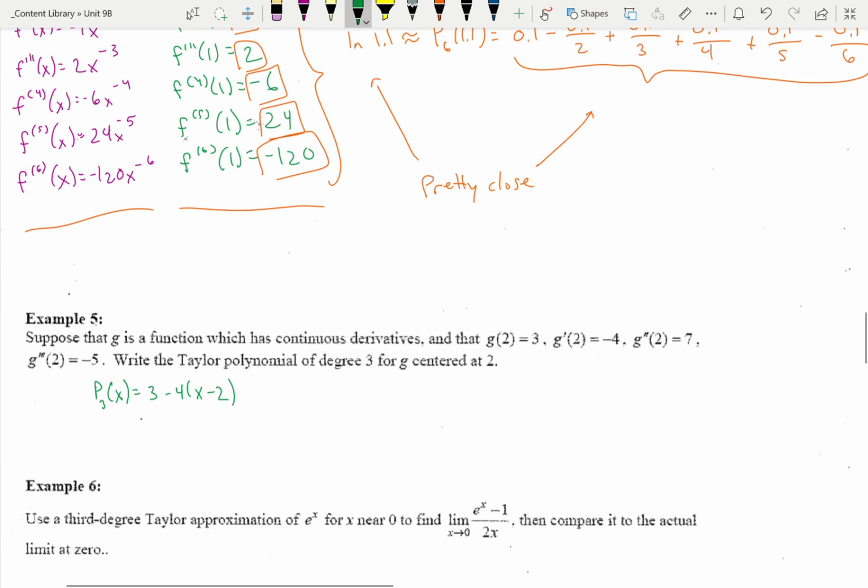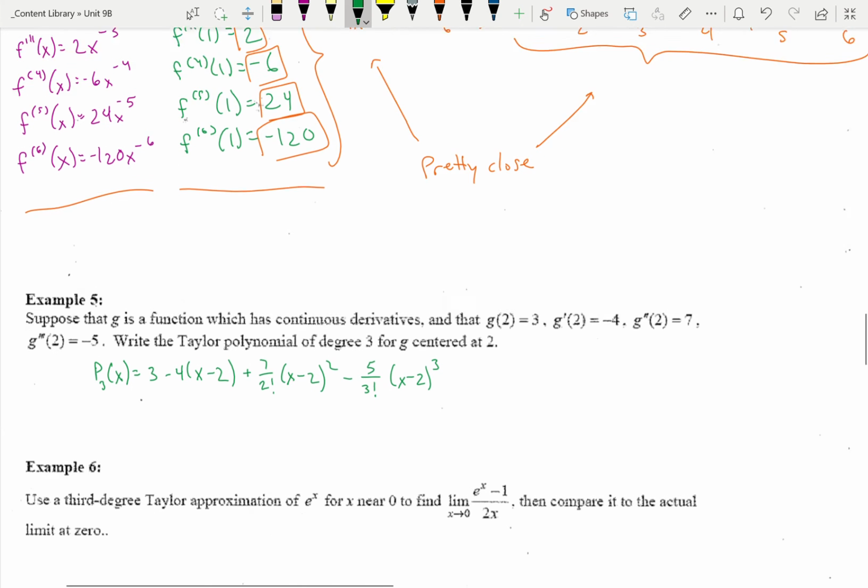We've been doing that all year long, but we don't stop there because we want the degree 2 term, so that's going to be plus 7, but don't forget that 2 factorial on the bottom, and then x minus 2 squared. And then we take one more step and we take negative 5, and that's over 3 factorial, and you've got x minus 2 cubed. And guess what? You're done. It doesn't ask you to do anything else.